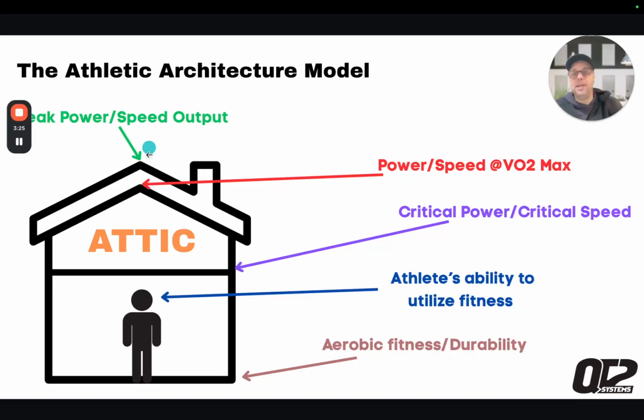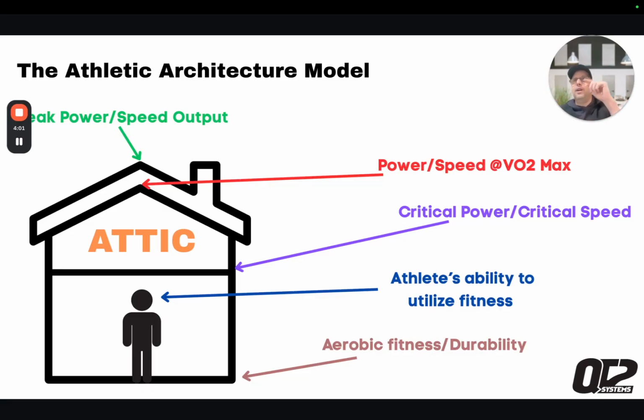The house has a peak, which in endurance sports we don't really worry too much about. For athletes who are into road cycling or pit racing, that kind of stuff, or mountain biking, we would consider this metric, but for the purposes of the typical endurance athlete, this is typically not something that we are too focused on. And then the little guy inside is not the athlete themselves, but it's actually the athlete's ability to utilize whatever fitness they have in as race-specific a way as possible.